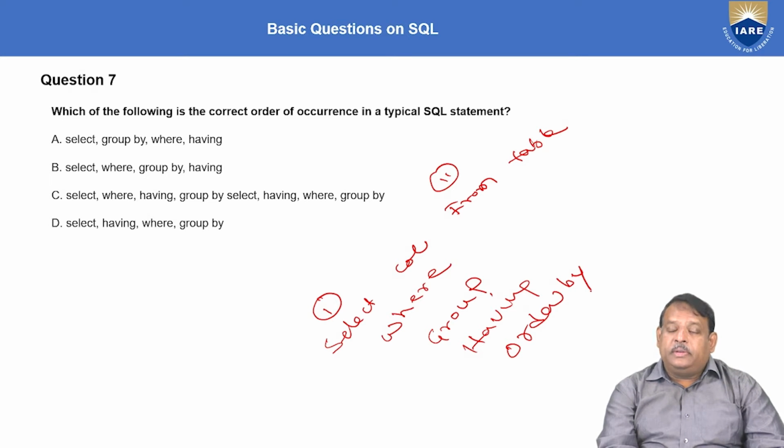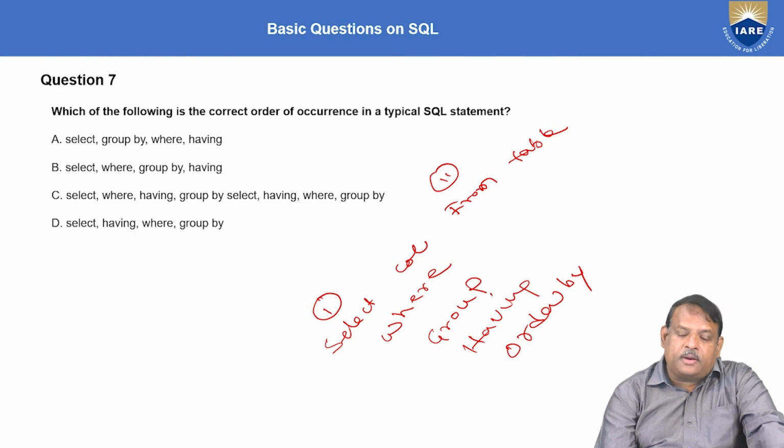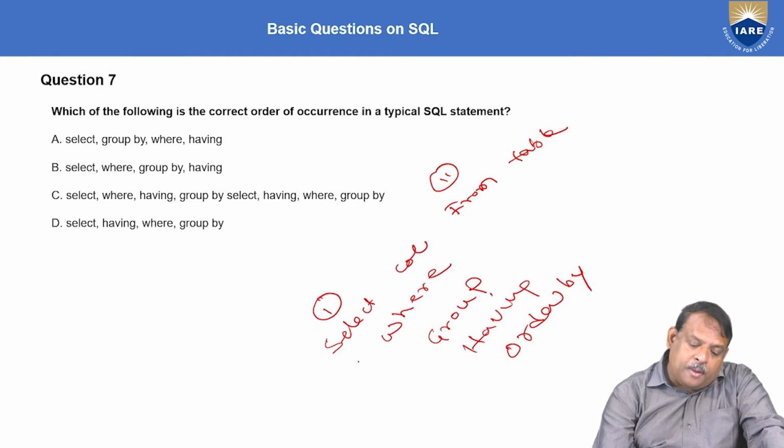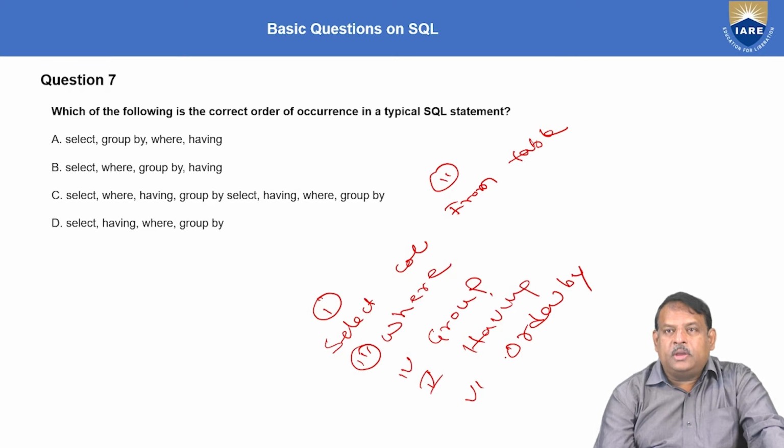SQL statements will have this order. First will be select, then we have a from table, then the third is optional, the fourth is also optional, the fifth is also optional, the sixth is also optional. So this is how the order of the SQL statement is.